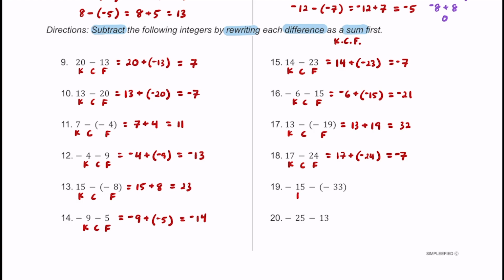For 19, we have negative 15 take away a negative 33. If we rewrite this as an addition problem, that's going to be negative 15 plus, if we flip negative 33, that's just positive 33.